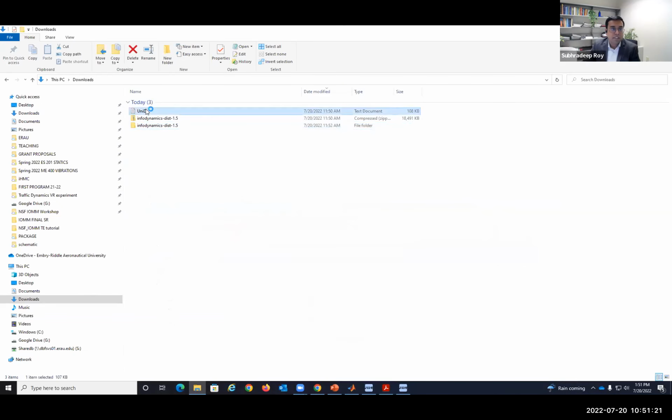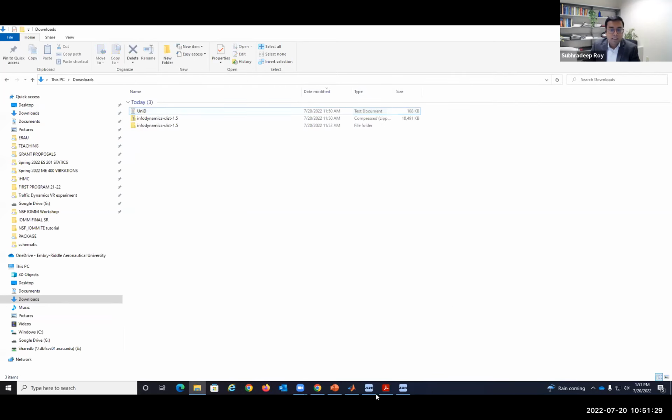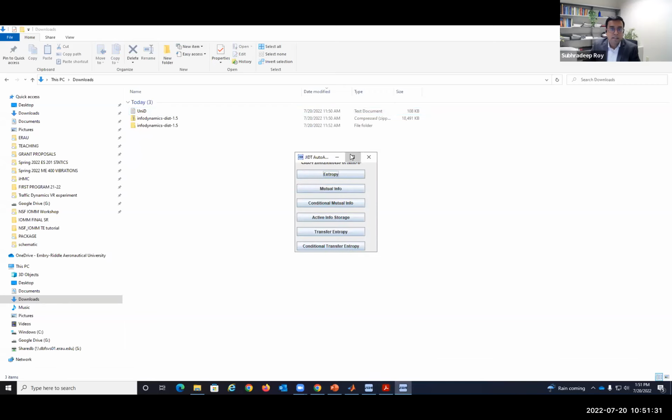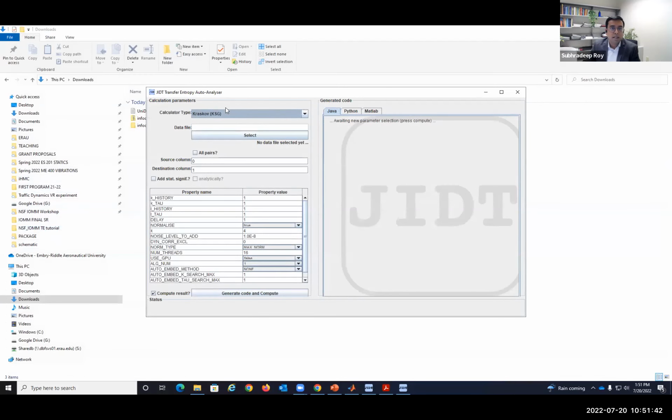And if you download, you will see this is the text file. So it has 2 columns. The first column corresponds to X, and the second column corresponds to Y. So now how to load the data? You choose transfer entropy because we have 2 time series variables. It should expect 2 time series data, and it's going to give you some options.